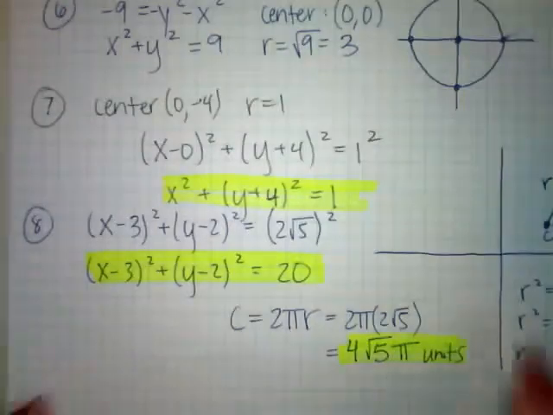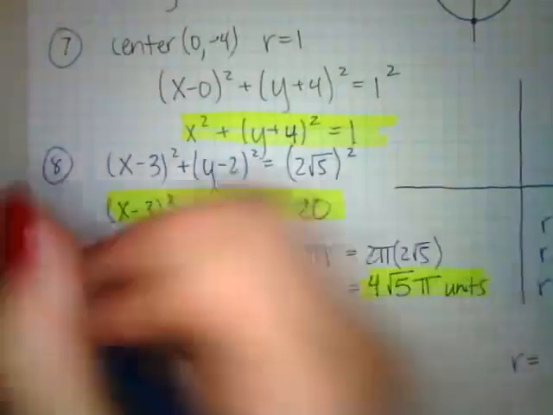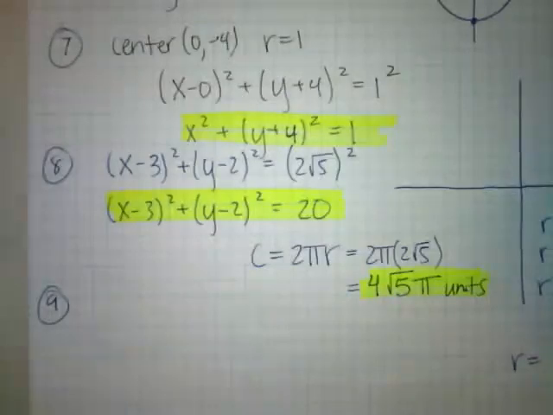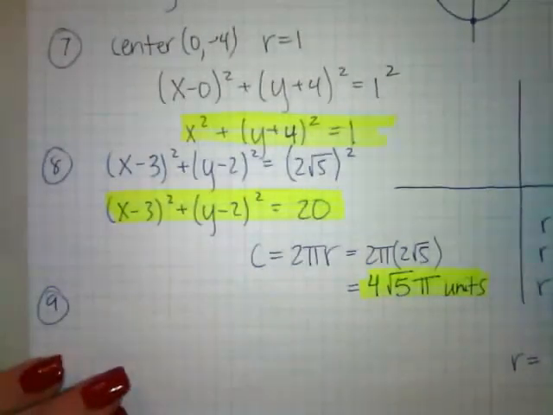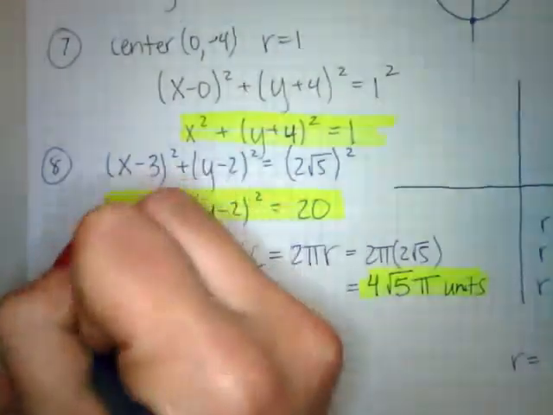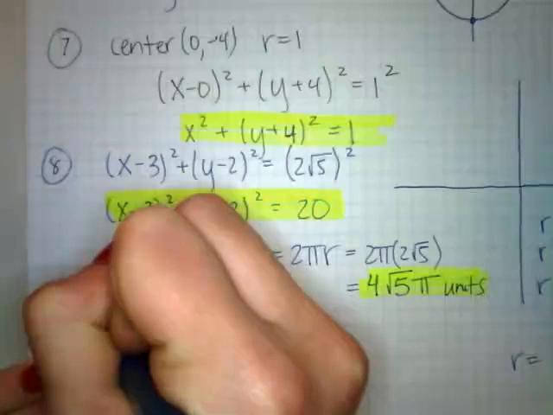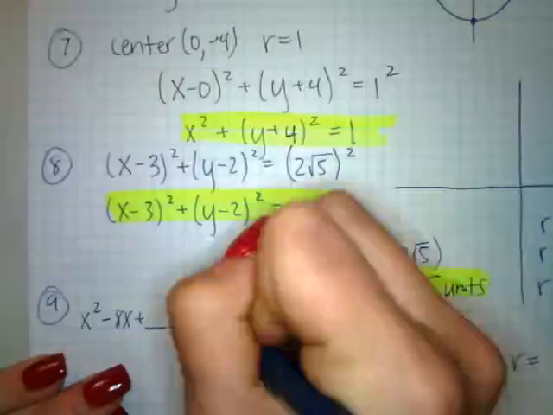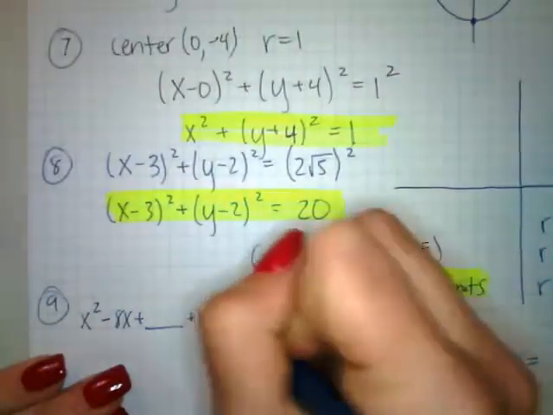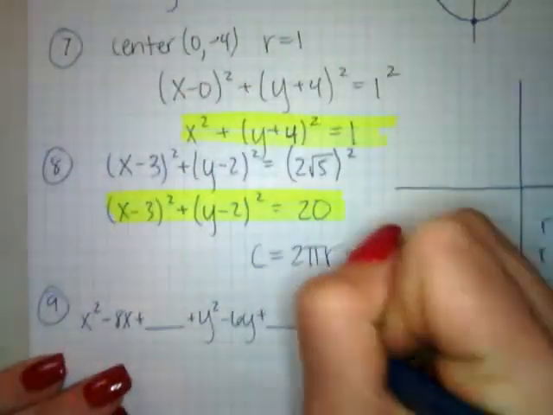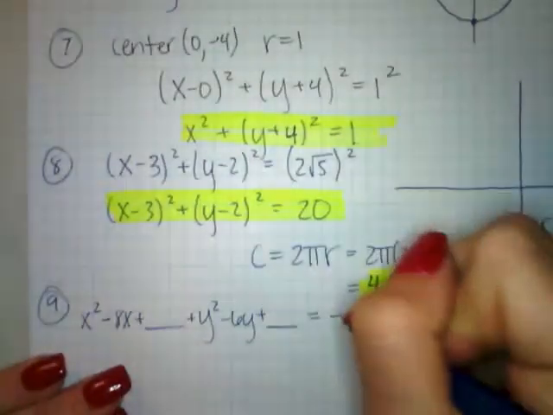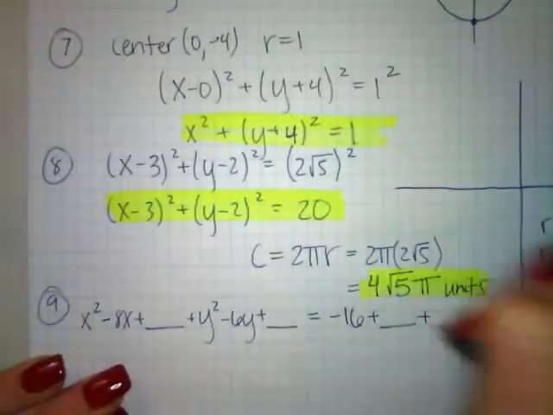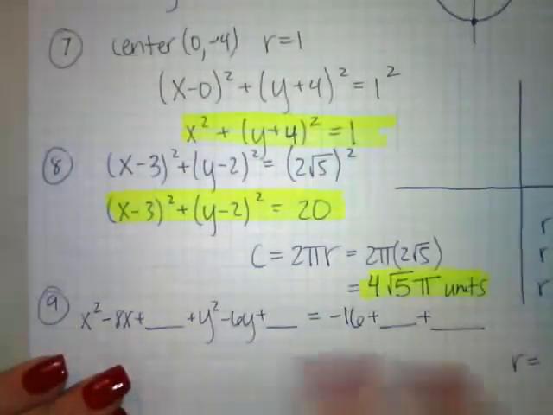All right, question number 9. Okay. First thing I'm going to do is put this in standard form. Okay, to do that, I'm going to group my x's, group my y's, and move the constant to the other side. I'll leave a blank. Now I can go to my y's. Leave a blank. And I'm going to subtract the 16 to the other side. And I'll leave 2 blanks so I do not forget to add it to both sides of the equation.